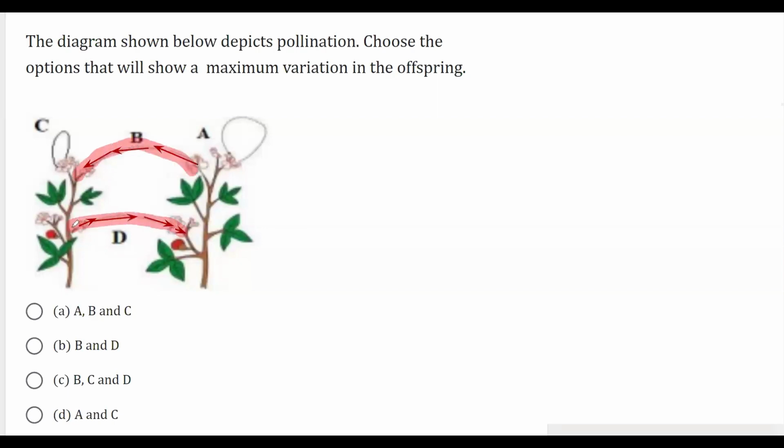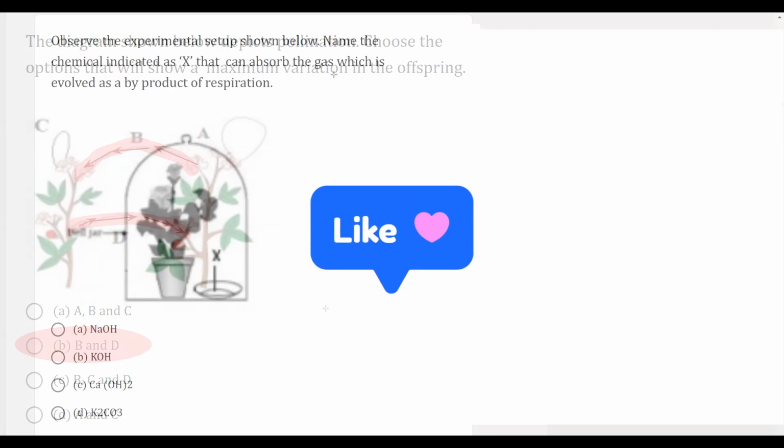This and this are cross-pollination. And as you know, cross-pollinations can bring about more variations. So we can say that option B, right? It's B and D. So that is option B.